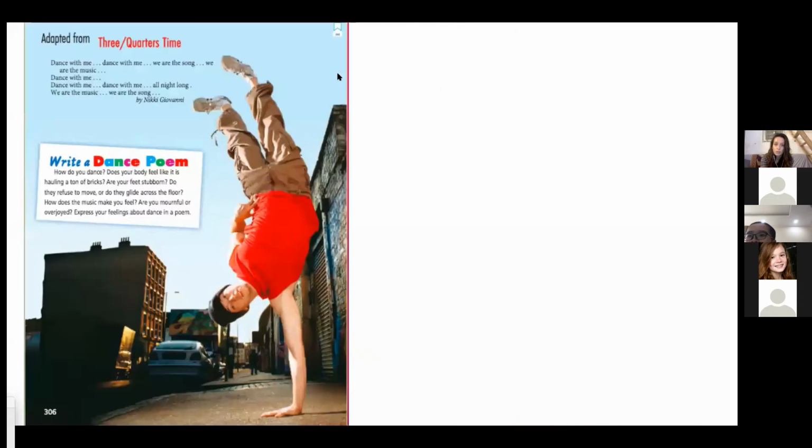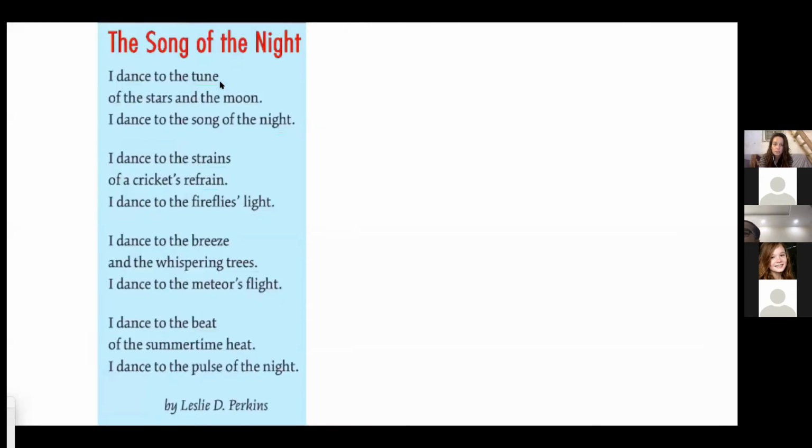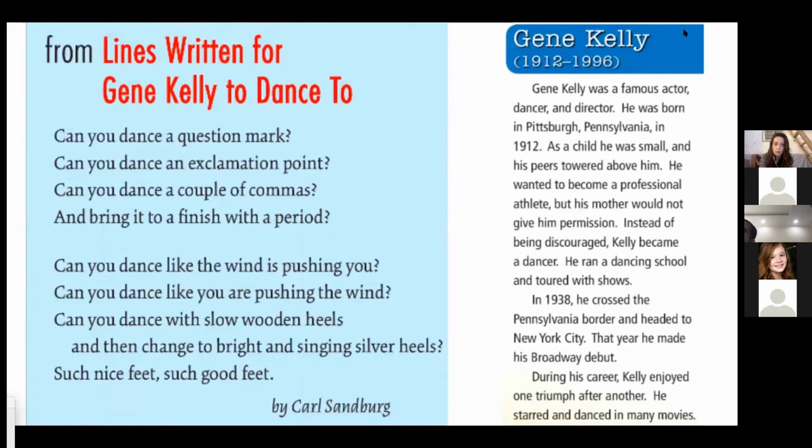All right, so let's go back and do from Lines Written for Gene Kelly to Dance To. I'm gonna make it a bit bigger so we can see. Okay, so who can read the first part for us? Tuelam, can you read the first verse of this poem?